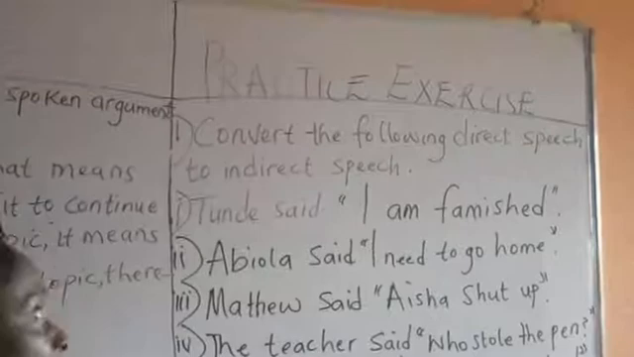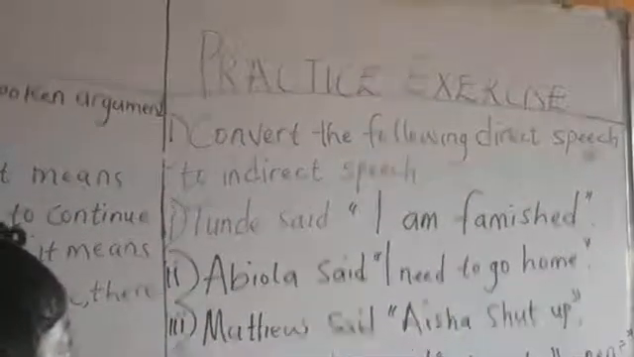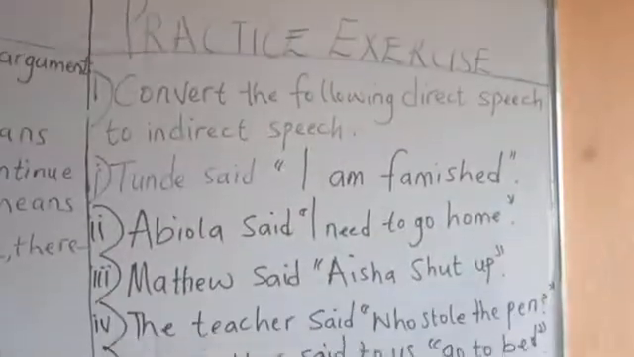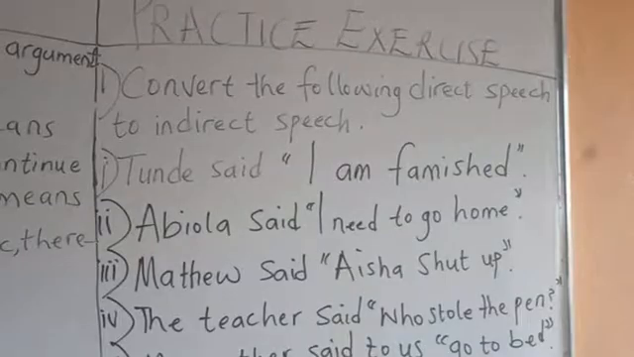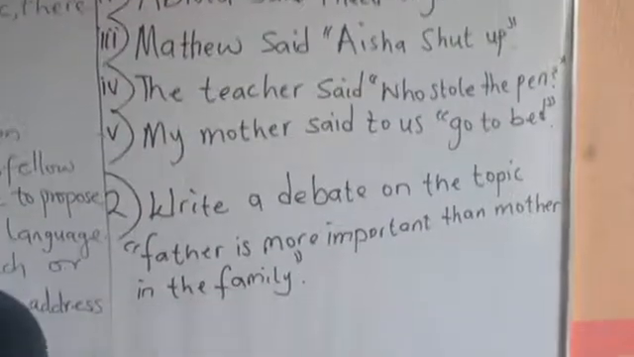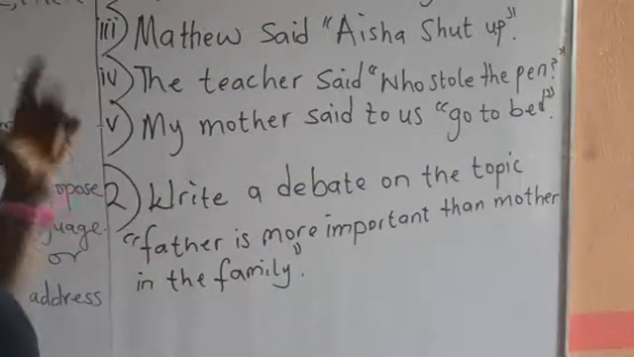So please, we are going to quickly look at some practice exercise on the two topics I just taught you. Number one, you have to convert the following direct speech to indirect speech. 1. Tunde said, I am famished. That means I am hungry. So you have to convert it to an indirect speech. You report it in a reported form.